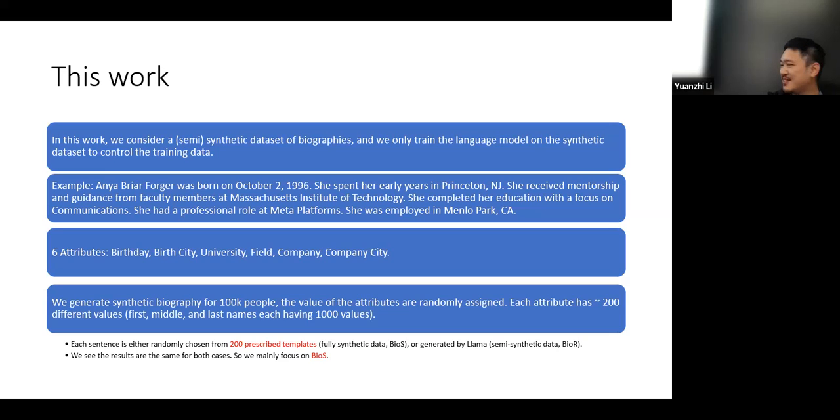Okay, so for this biography data, there's a very well-defined name, attribute, and value tuple: a name, and then these are the attributes, and then there are the values. Okay.